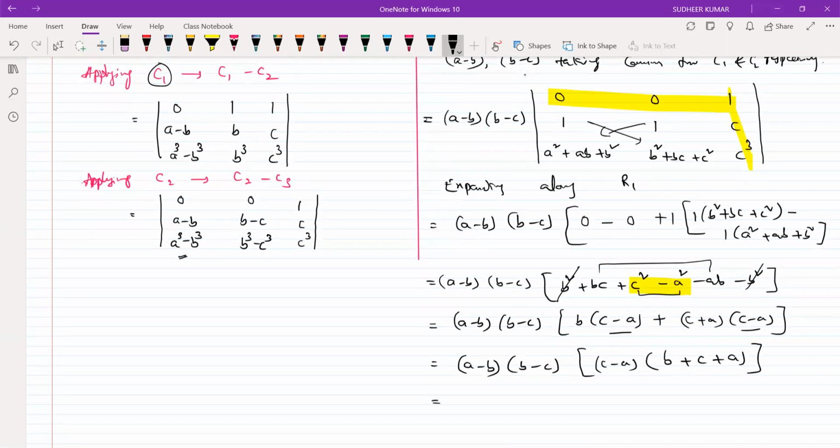Yes, sir. Then this value is A minus B into B minus C. This is multiplication only, so C minus A, we can write in order, A plus B plus C. That's it. This is what we need to do. So that equals RHS. Therefore, LHS equals RHS. Hence proved.